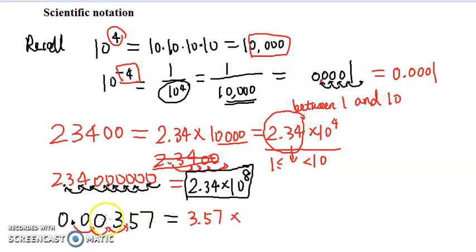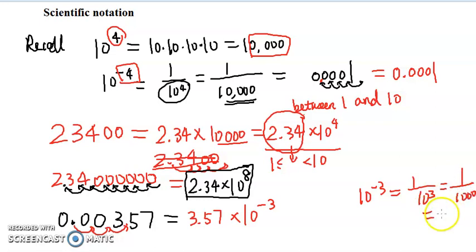And then we write down the number of times we moved as a negative exponent. So 1, 2, 3. This will be multiplied by 10 to negative 3. And we can verify this is correct, because 10 to negative 3 means 1 over 10 to the third. A negative exponent means reciprocal, which means 1 over 1,000.